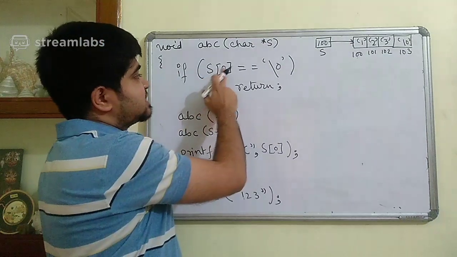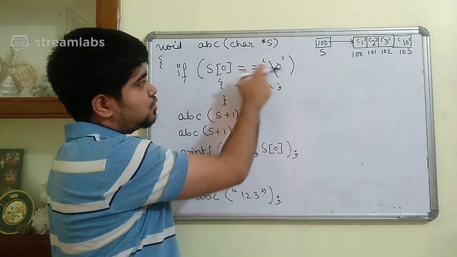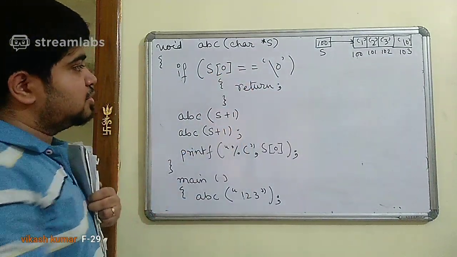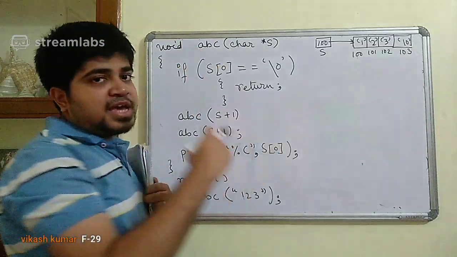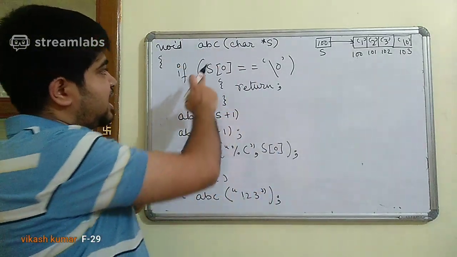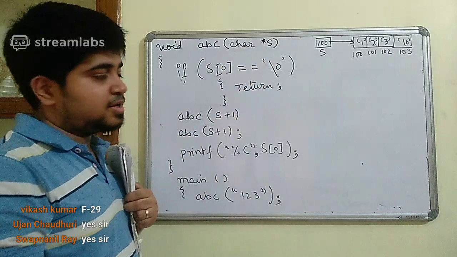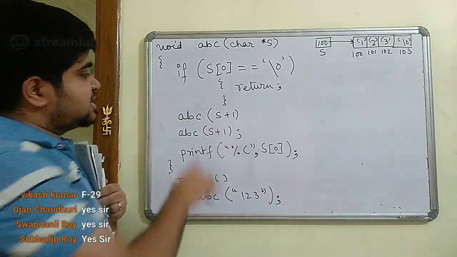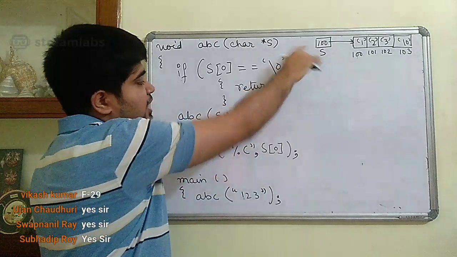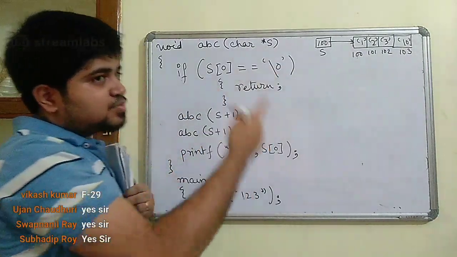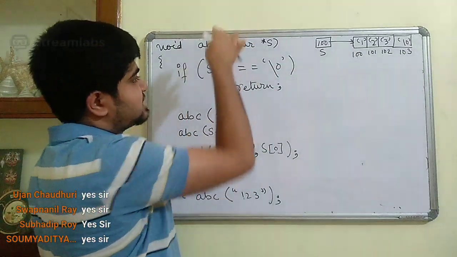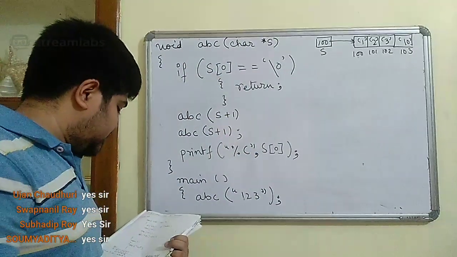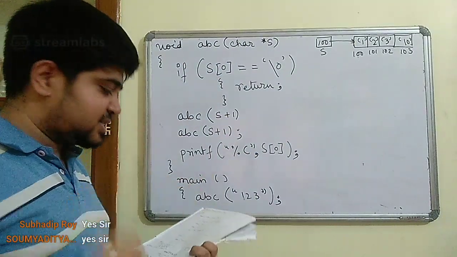If S of 0 equals slash 0, we simply return. So if we are at the end, then we return. ABC S plus 1. S is what? 100. So 100 plus 1 is 101. 101 is sent. So I will formulate the tree based approach so that you understand.